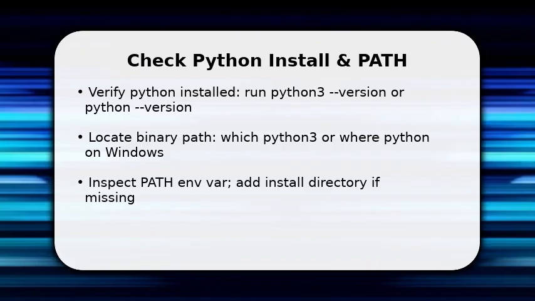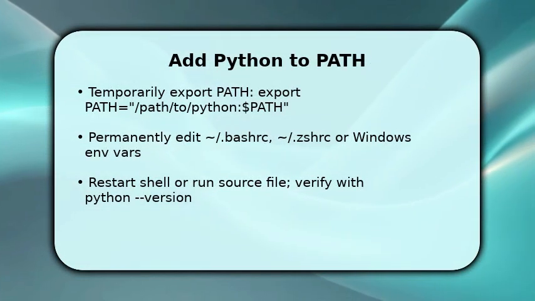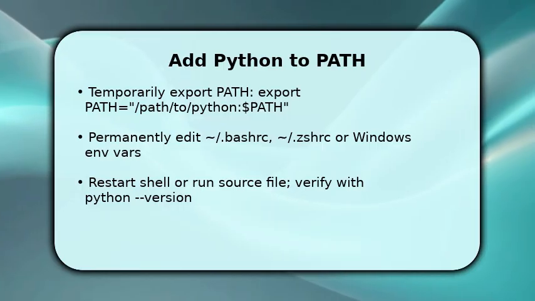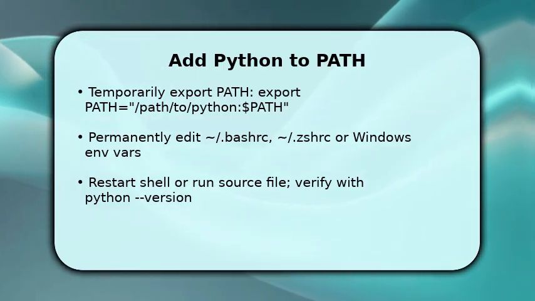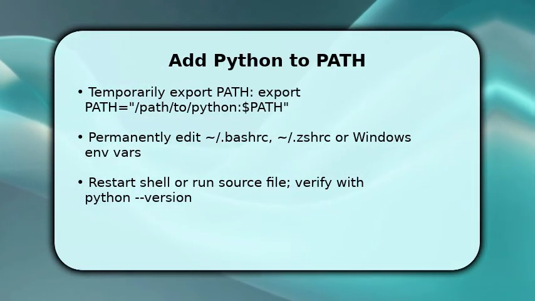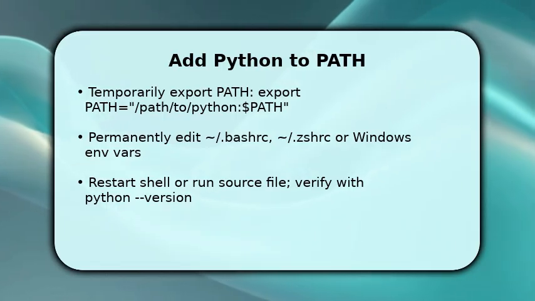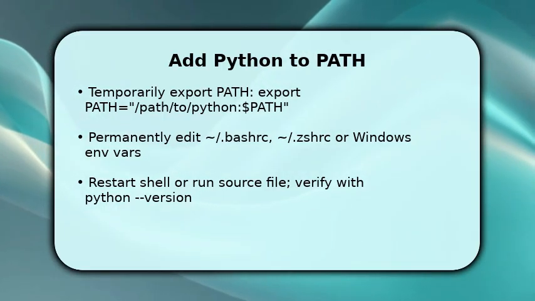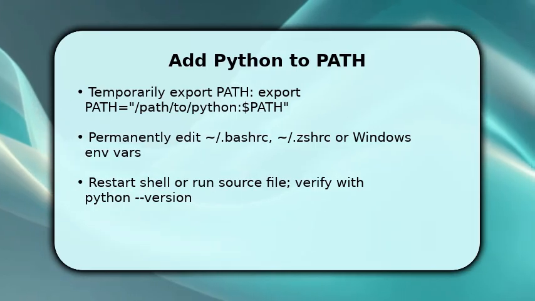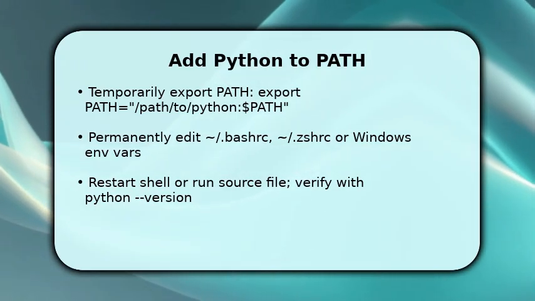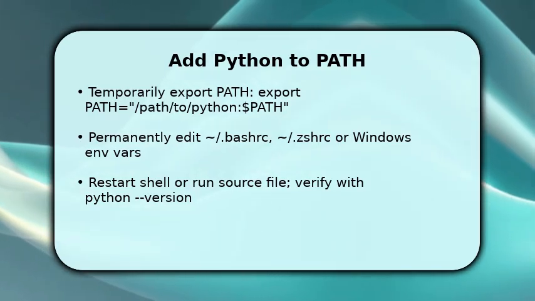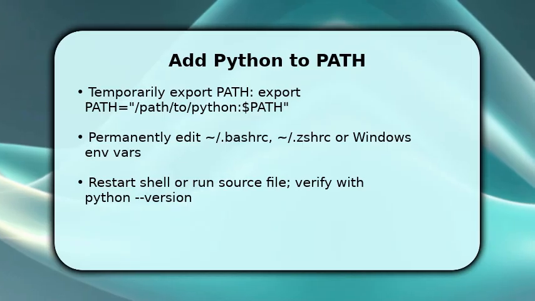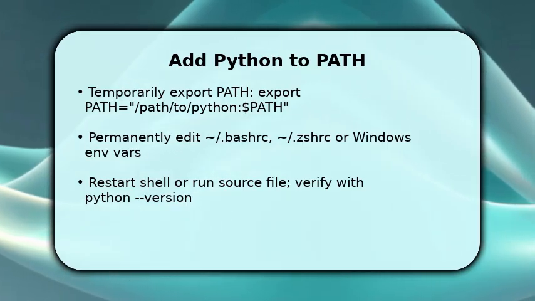For a quick test, export PATH=/path/to/python:$PATH and run python --version. If it works, edit ~/.bashrc or ~/.zshrc and append the same export for persistence. On Windows, open environment variables, edit Path, and add the folder containing python.exe. Once done, restart your terminal or run source ~/.bashrc to apply the change.